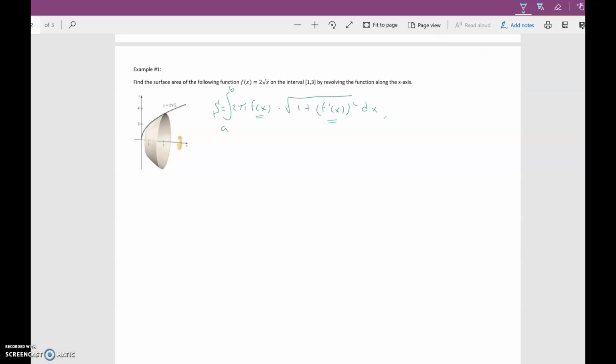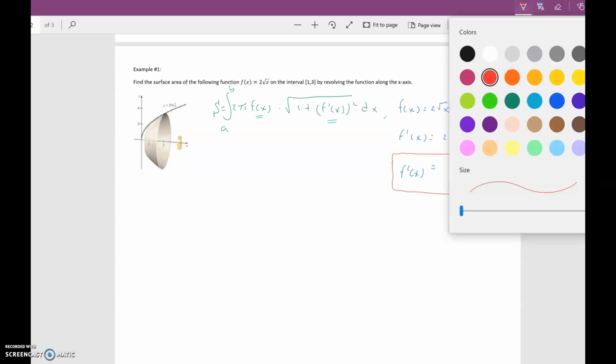So for this function, let me use blue. Our f of x happens to be 2 square root of x. Then f prime of x is equal to, well, 2 times technically a half, x to the negative 1/2, which is equal to 1 over x to the 1/2. And then obviously we're assuming that x is not equal to 0. Let me box that in. We may need it in a later step.